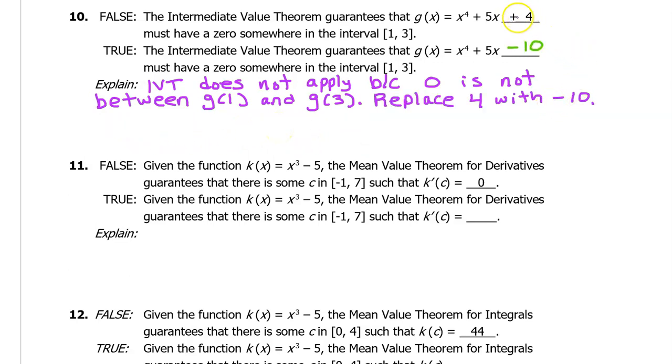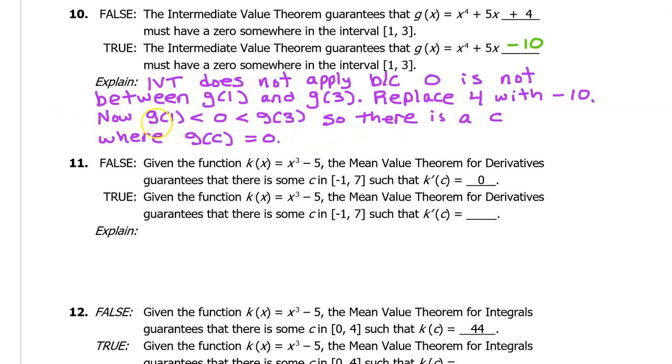Let's replace the 4 with a negative 10. Now g at 1 is negative 4, and g at 3 is equal to 86. So 0 is now between g at 1 and g at 3. This means that the intermediate value theorem applies, and g of x is guaranteed to hit 0 somewhere on the interval from 1 to 3.